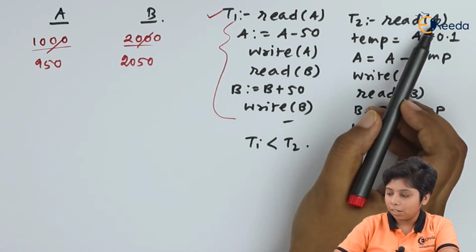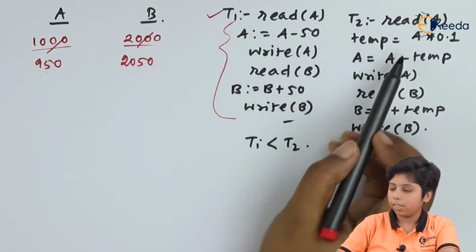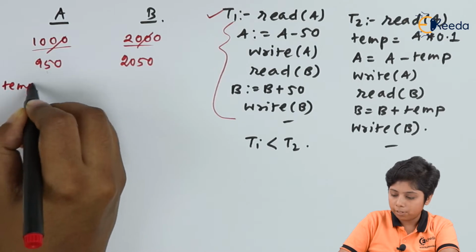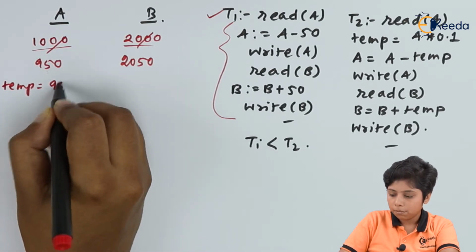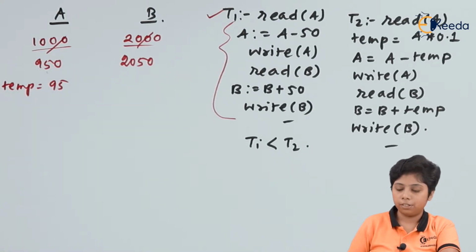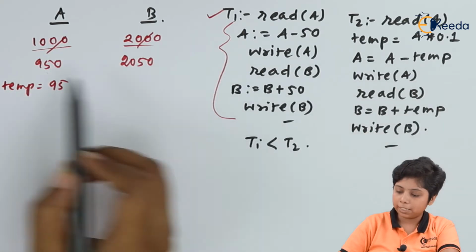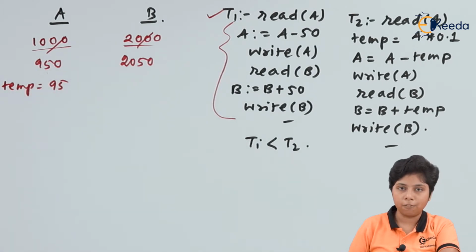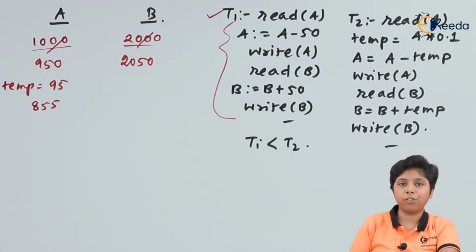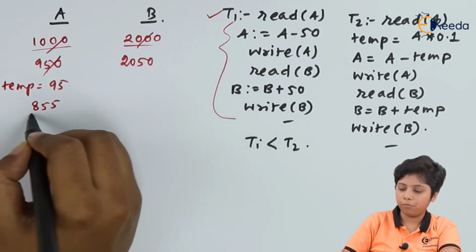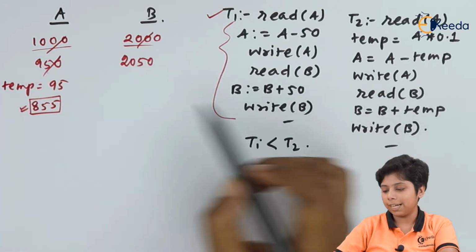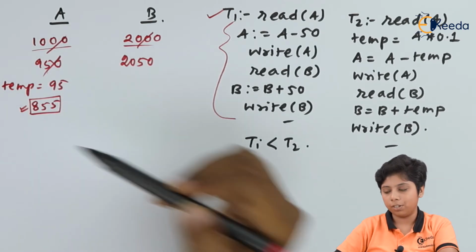So now we are reading the value of A that is 950. We are calculating a temp that is 0.1 of A. So now my temp is 95. Now what we are doing, A equals A minus temp, so we need to reduce 95 from 950. So it becomes 855 now. So my A becomes 855, that is the final value of A. Now we are writing that to A, so A is having 855.